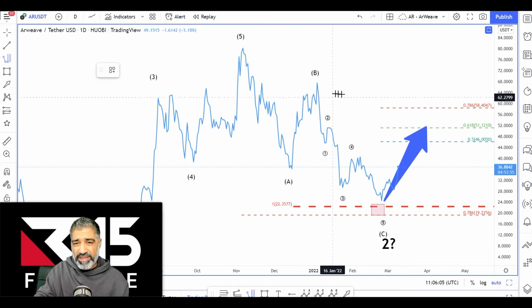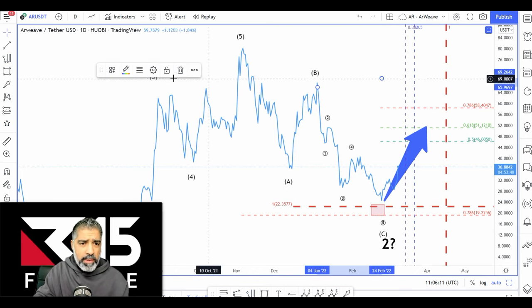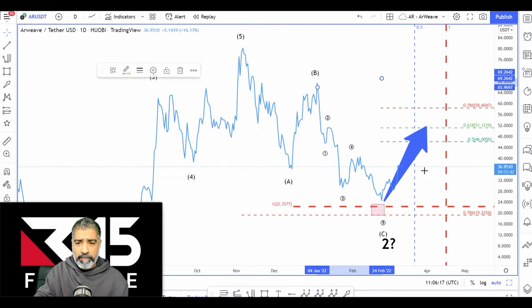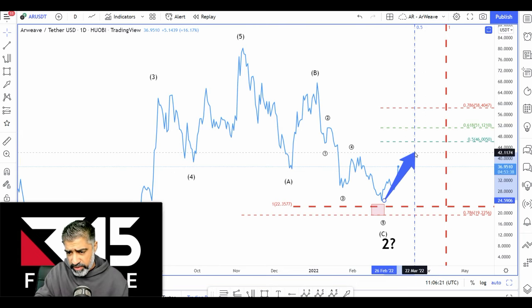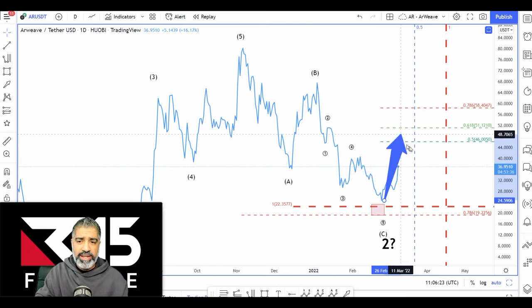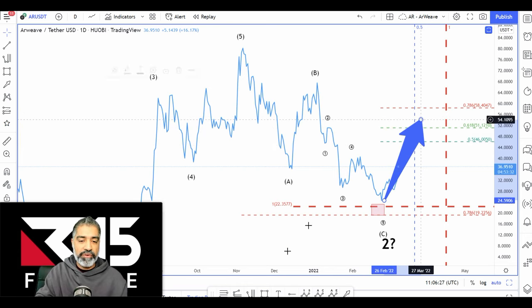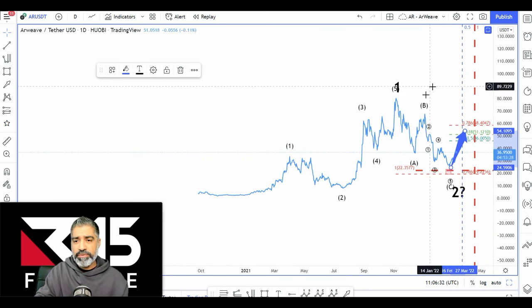There's another cool thing that you can do called time, right? We're going to measure this time. I'm not going to go into too much detail right now. But most corrections, if this is a correction, typically take 50% of the time, right? So we want to be very aware if Arweave reaches the 22nd of March in this price zone, I would seriously consider becoming risk-free.